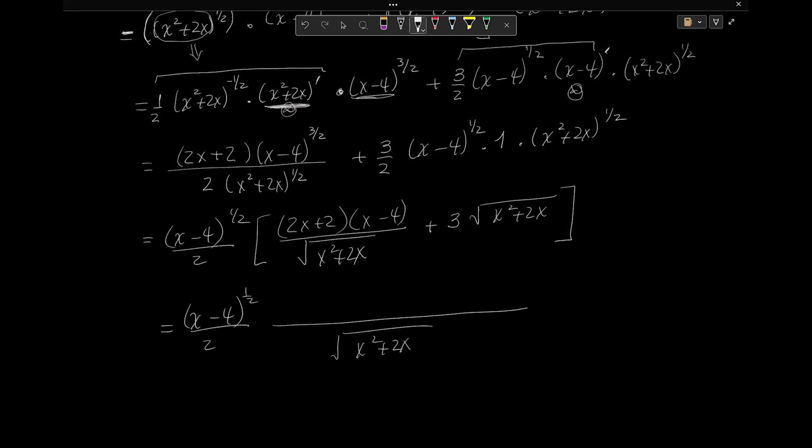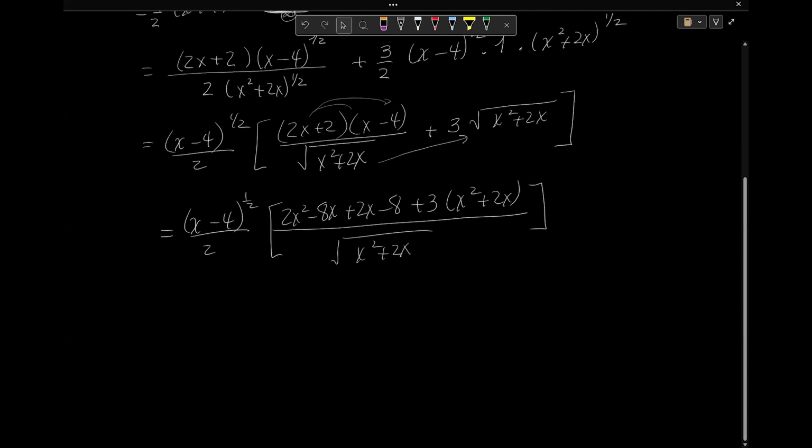On top here, we FOIL it out. We get 2x squared minus 8x plus 2x minus 8. And here we have a plus 3 times x squared plus 2x. The square roots, when they multiply, they go away. The square root goes away. So we can combine like terms if we wanted to.